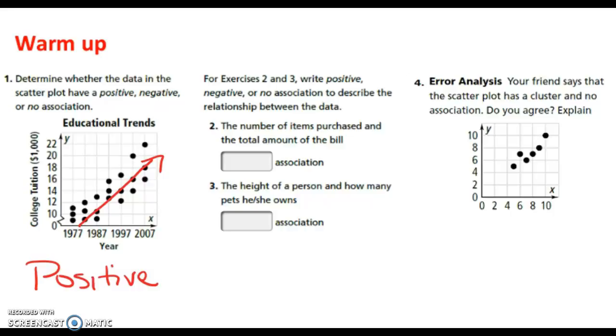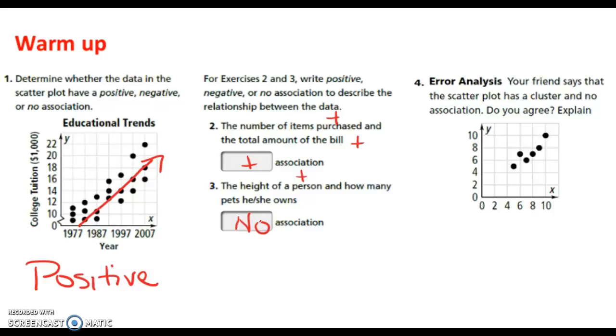The second one says the number of items purchased, which means the more items that we purchase, the total amount of the bill also goes up, so it is also a positive association. The next one says the height of a person, so as the person gets taller, how many pets he or she owns. Well, that does not have anything to do with your height, so there is no association there.